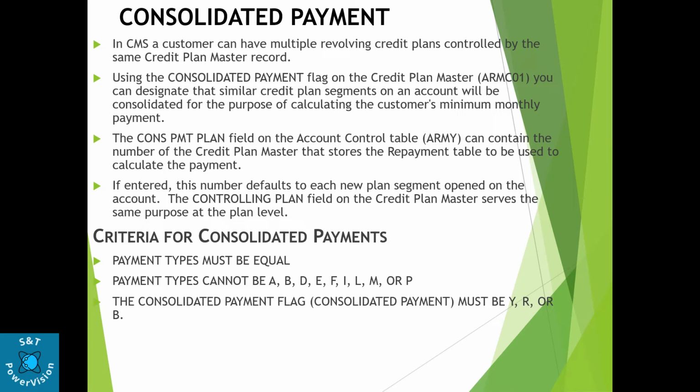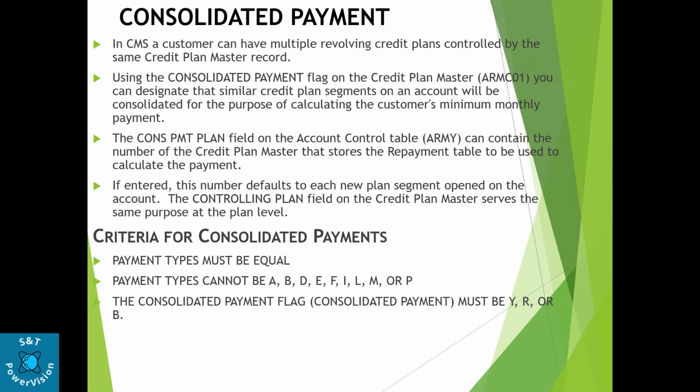The consolidated payment plan field on the account control table can contain the number of the credit plan master that stores the repayment table to be used to calculate the payment. If entered, this number defaults to each new plan segment opened on the account. The controlling plan field on the credit plan master serves the same purpose at the plan level.